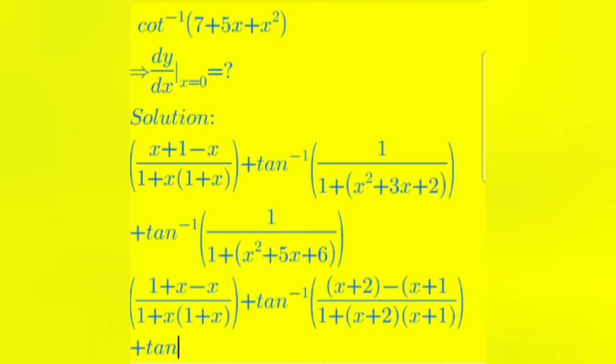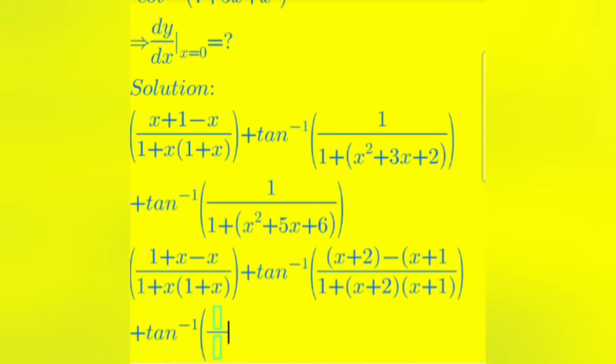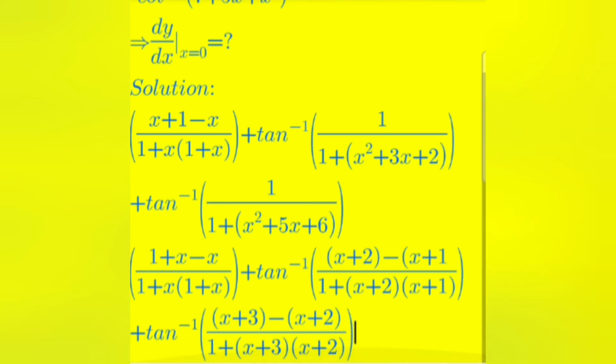For the next part, this is also tan inverse in the bracket, 1 plus something, so it would be 1 plus x square plus 5x plus 6. The factors here are x plus 3 and x plus 2, so this is x plus 3 bracket closed, and this is x plus 2. And this is x plus 3 minus x plus 2 in the bracket. It is the formula actually.